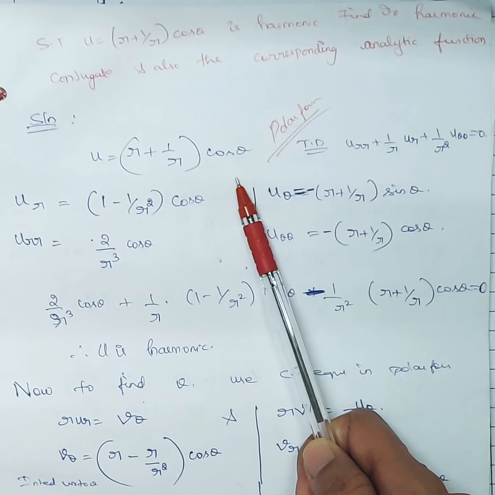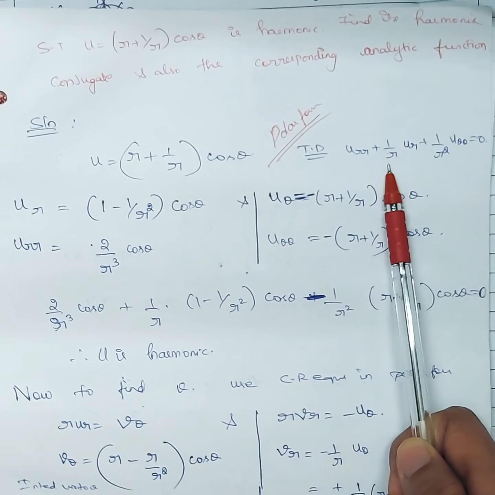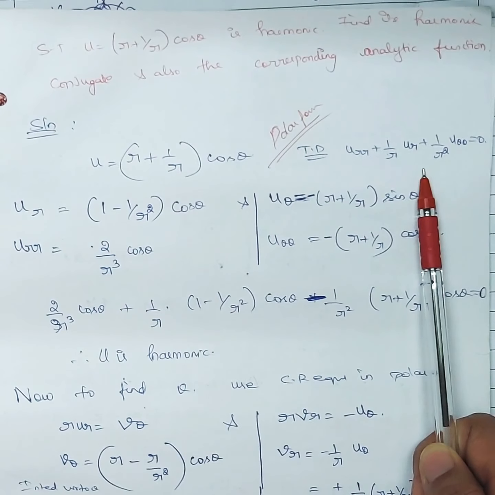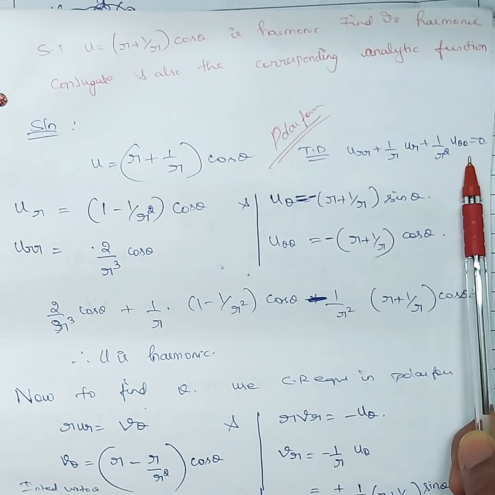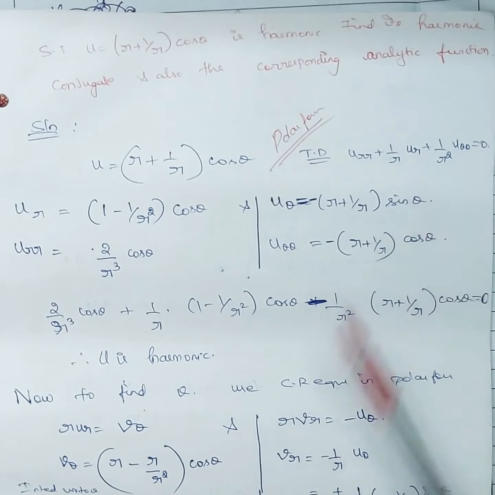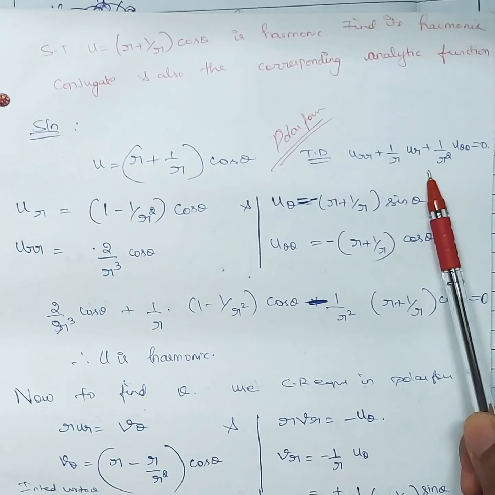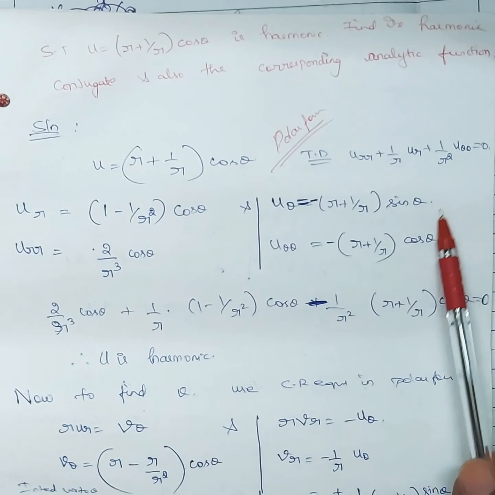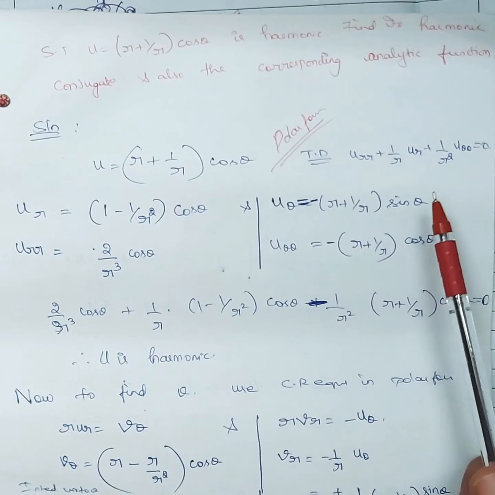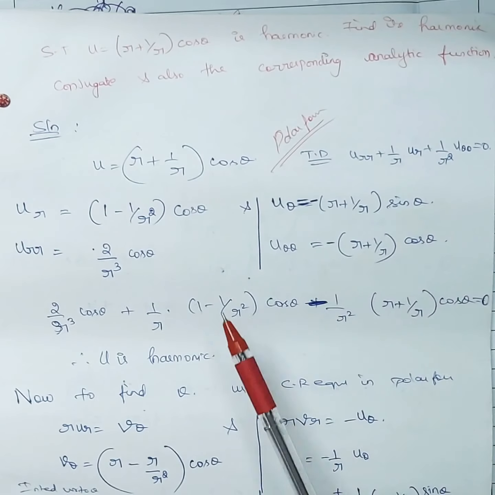To prove it is harmonic, what I have to prove? u rr plus 1 by r into u r plus 1 by r square into u theta theta is equal to 0. In the beginning, actually I proved only for Cartesian. We can prove it for polar also. Same from CR equations. Now, coming back to our problem.